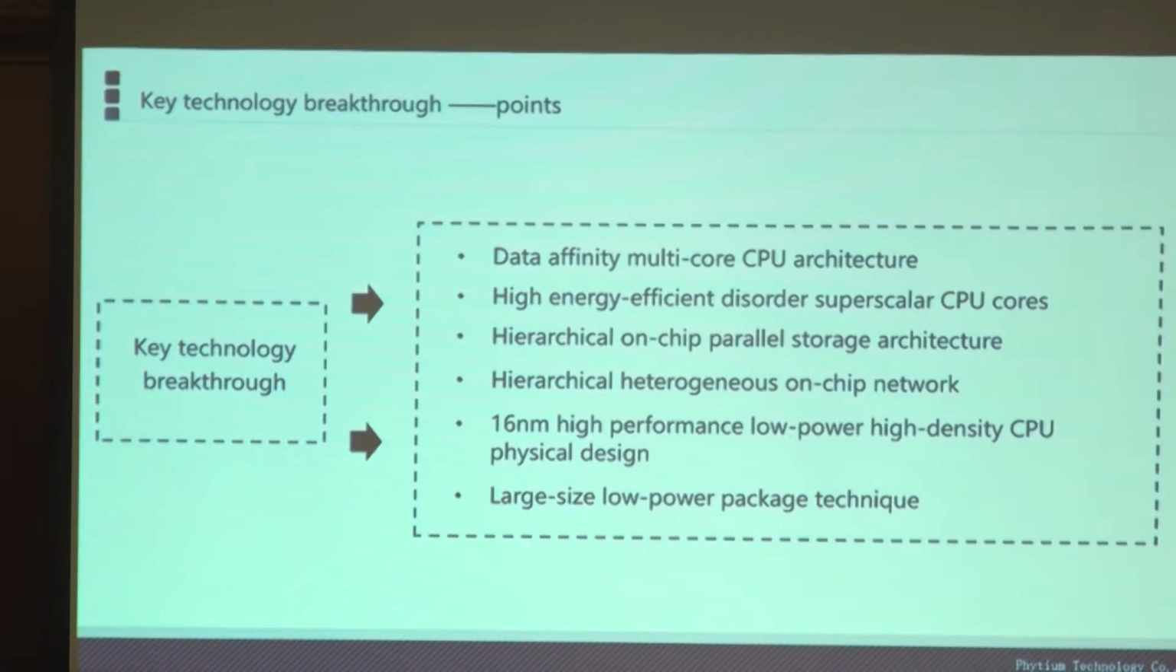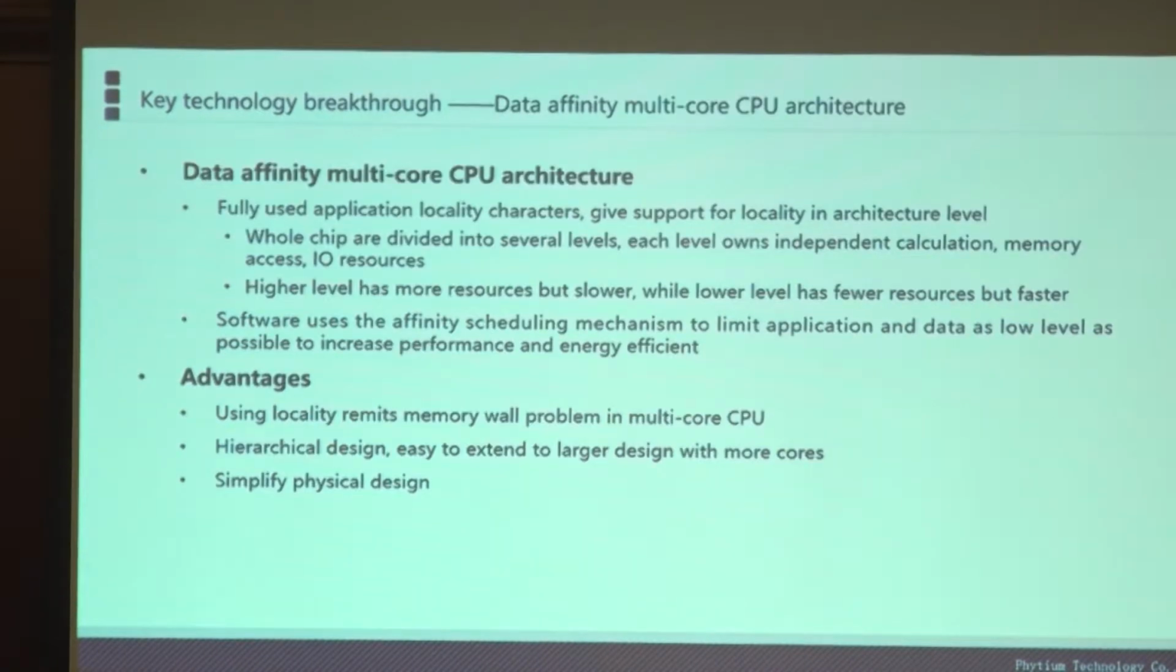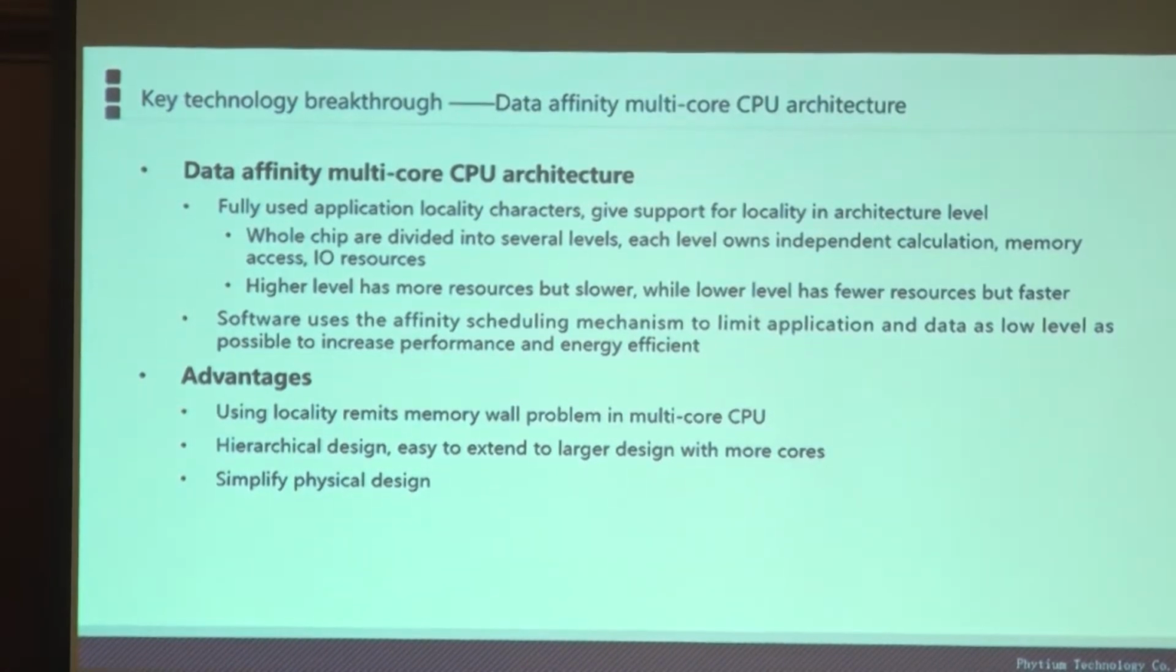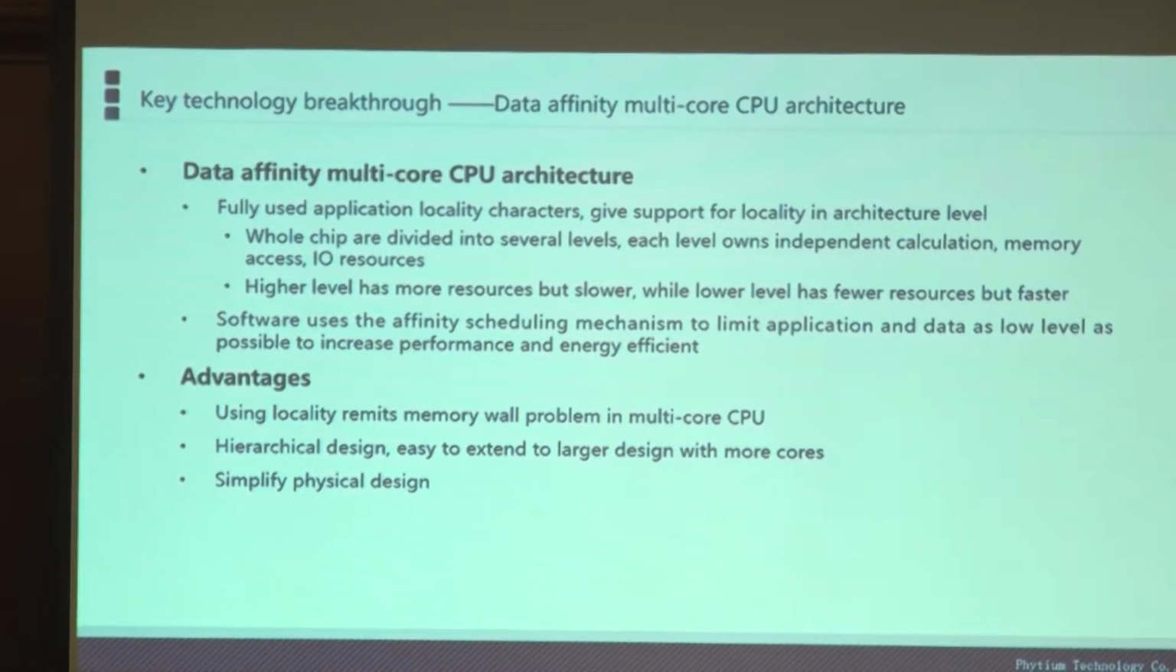In fact, to design a successful processor, there are too many things we need to consider. Here we just show some key methods we have used in MAS2. I will give a more detailed explanation later. The first one is the data affinity multi-core CPU architecture, which uses application locality characteristics to give support for locality at the architecture level.